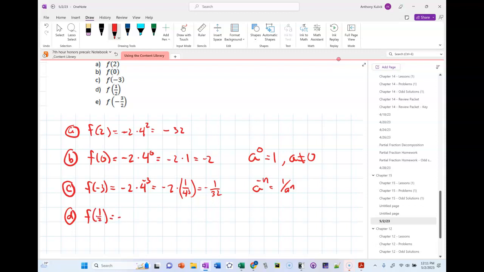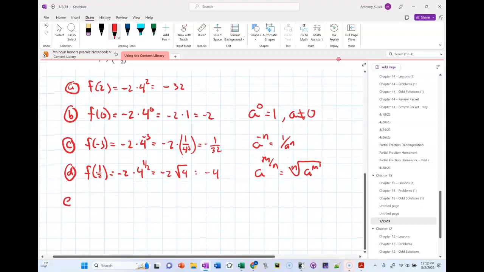All right. F of 1/2. What's 4 to the 1/2 the same as? Square root. So the square root of 4 is 2, so negative 2 times 2 is negative 4. So a to the m over n is the same thing as the nth root of a to the m.